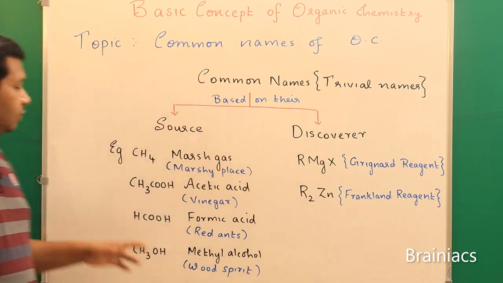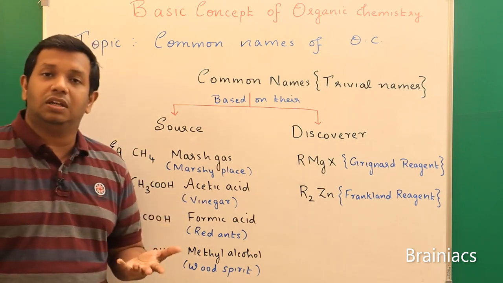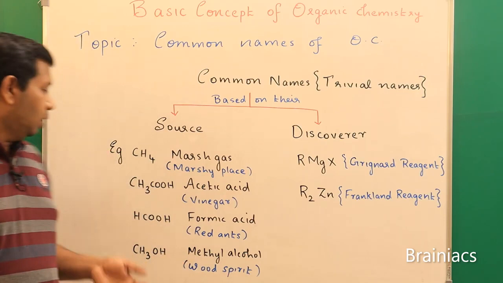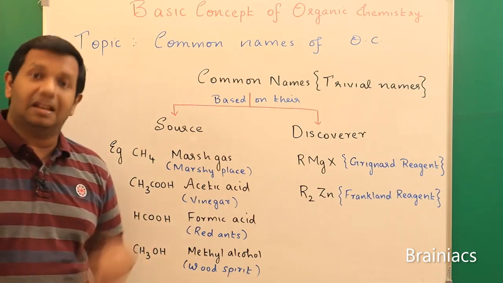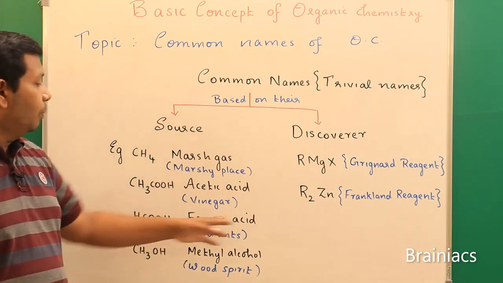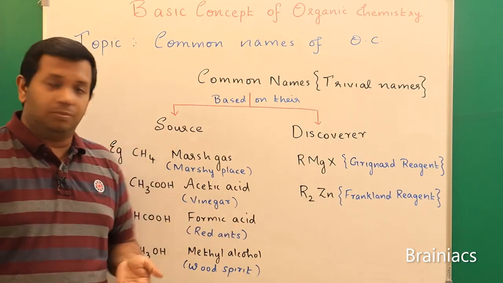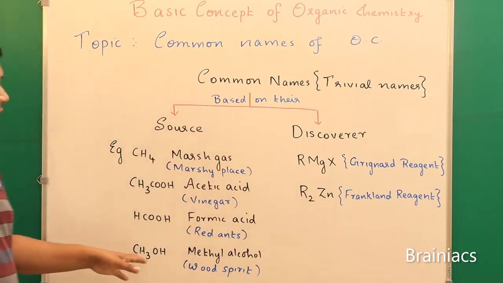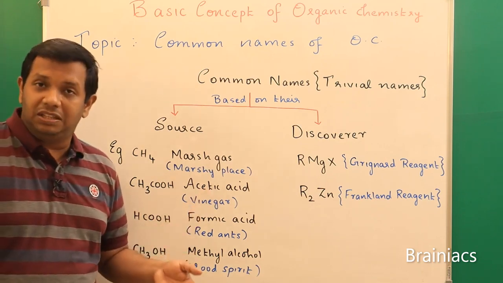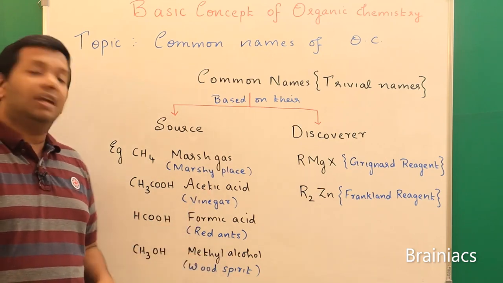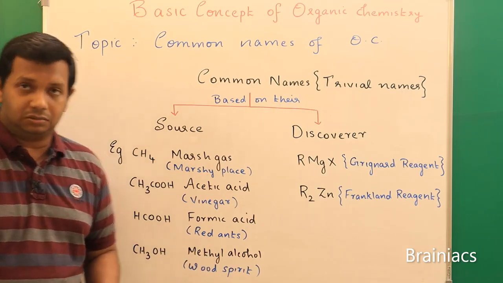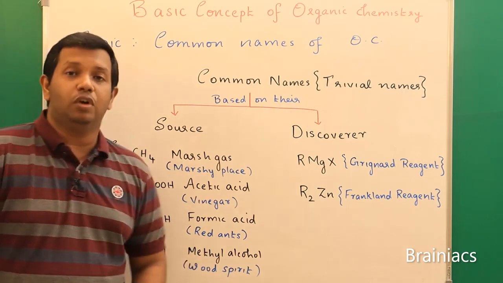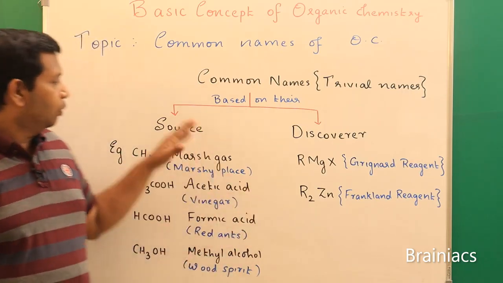Similarly HCOOH is formic acid, or methanoic acid in IUPAC. Why did the term formic come? Because it is obtained from ants, red ants. Similarly CH3OH, the common name is methyl alcohol, and it is also known as wood spirit, since it is obtained from wood. So I hope you got a fair idea.